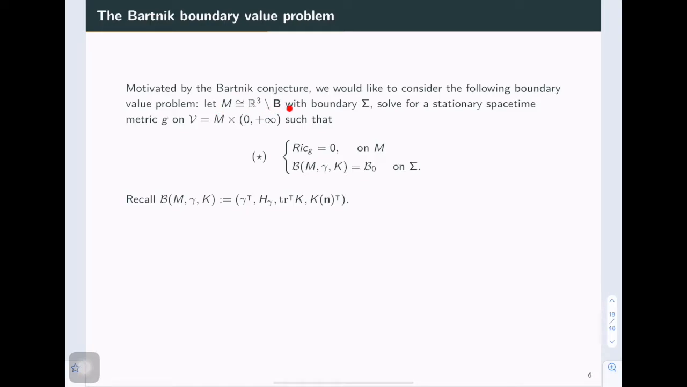Let M be a manifold diffeomorphic to R^3 minus the unit ball, whose boundary is denoted as Σ. We consider a stationary spacetime metric g on the spacetime manifold V, which is the product manifold between M and the time interval 0 to infinity. We want to solve for g so that it satisfies the stationary vacuum equation on M and satisfies the Bartnik boundary condition on Σ. Here, (M, γ, K) is the initial data set induced from g on the initial surface t equals 0. The Bartnik boundary condition requires the Bartnik data of that initial data set to equal some prescribed data B0.